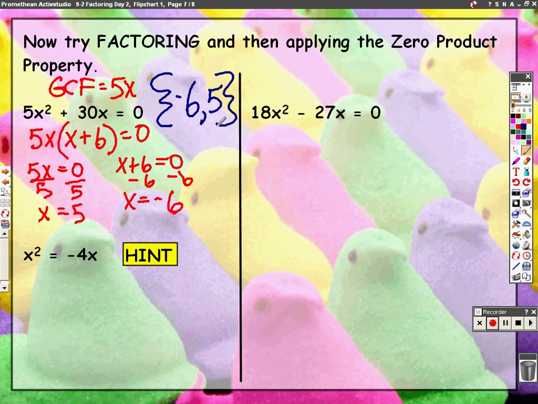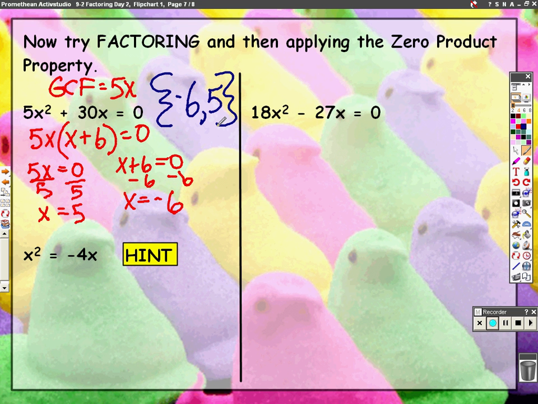And again, you should be checking your work when you do these problems on your own. You would substitute in negative 6 for x and solve, and then 0 for x and solve. Okay, let's try this next example.